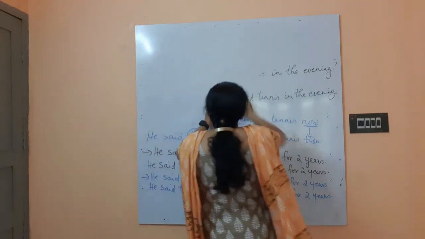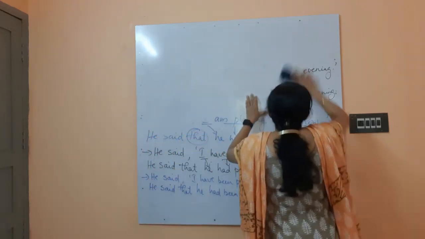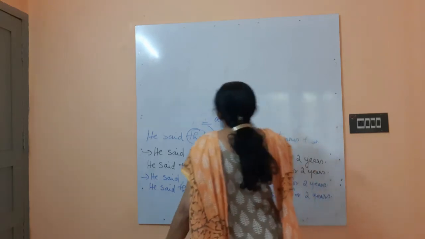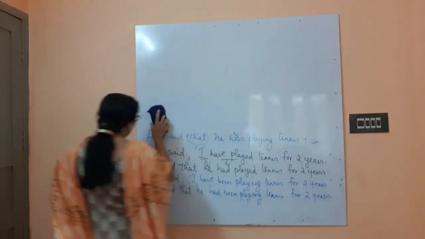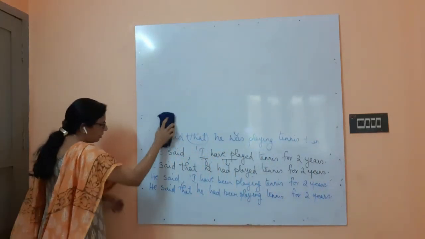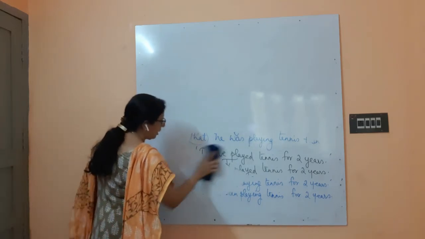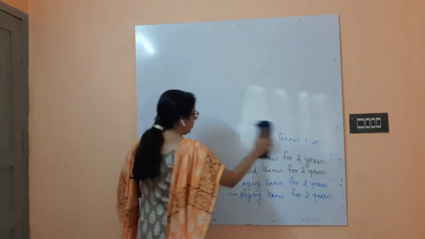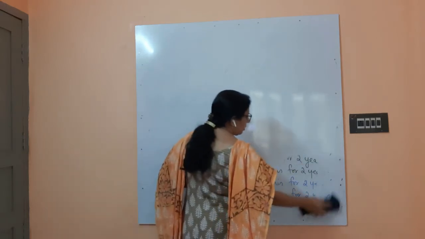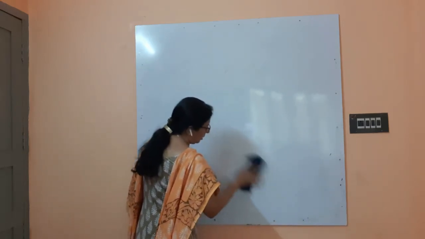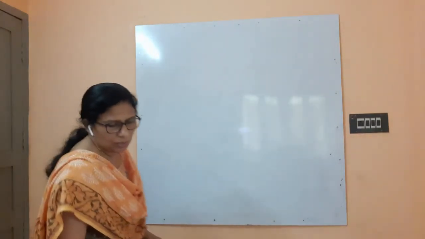Now what is remaining? If the reporting verb is in simple past, what will happen to the tense? All these present tenses we have seen change to their respective past forms. Now if past forms come, how will the changes happen in indirect speech? That also we'll see. Okay, so first one.